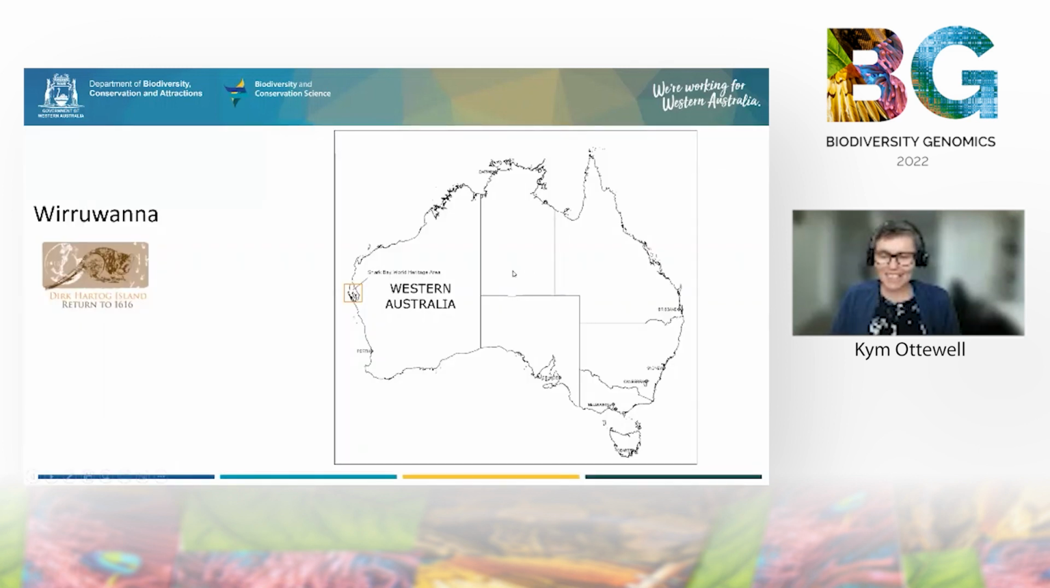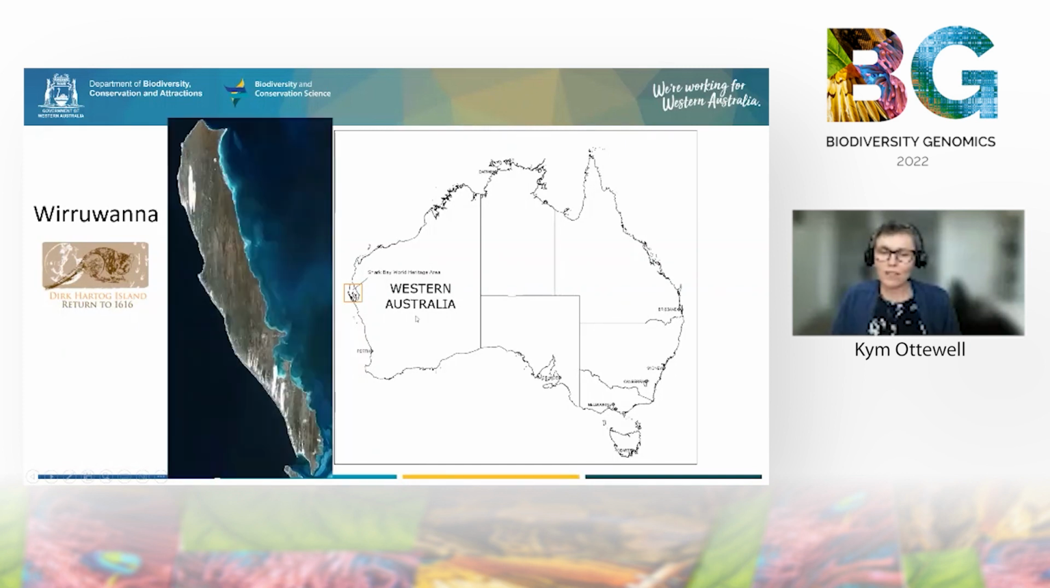So just to set the scene, Dirk Hartog Island is located on the western coast of the state of Western Australia, and it's located in the Shark Bay World Heritage Area. The island is known as Wirrawana in the local Malgana language, and it's an island of approximately 70 kilometres stretching from north to south. It's famous for two reasons.